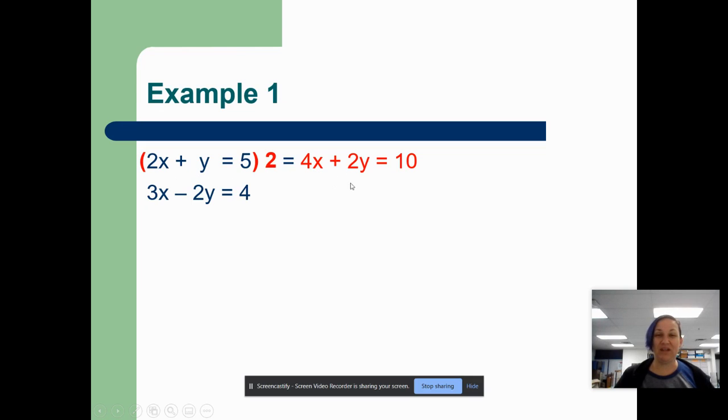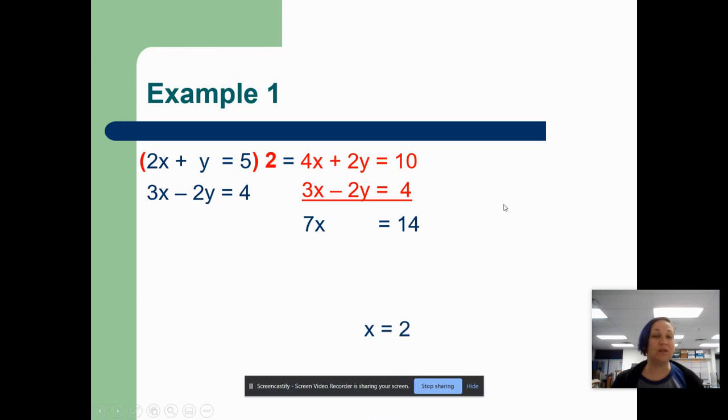My new top equation has a positive 2y, and my bottom equation has a negative 2y. So I'm ready to stack those on top of each other and eliminate my y's. Remember, we're always adding, so 4 plus 3 gave me the 7, 10 plus 4 gave me the 14, and 2 plus -2 cancels out. I'm one step away from that first answer now. That's kind of the beauty of elimination, is once you've eliminated one variable, that next step is super easy.